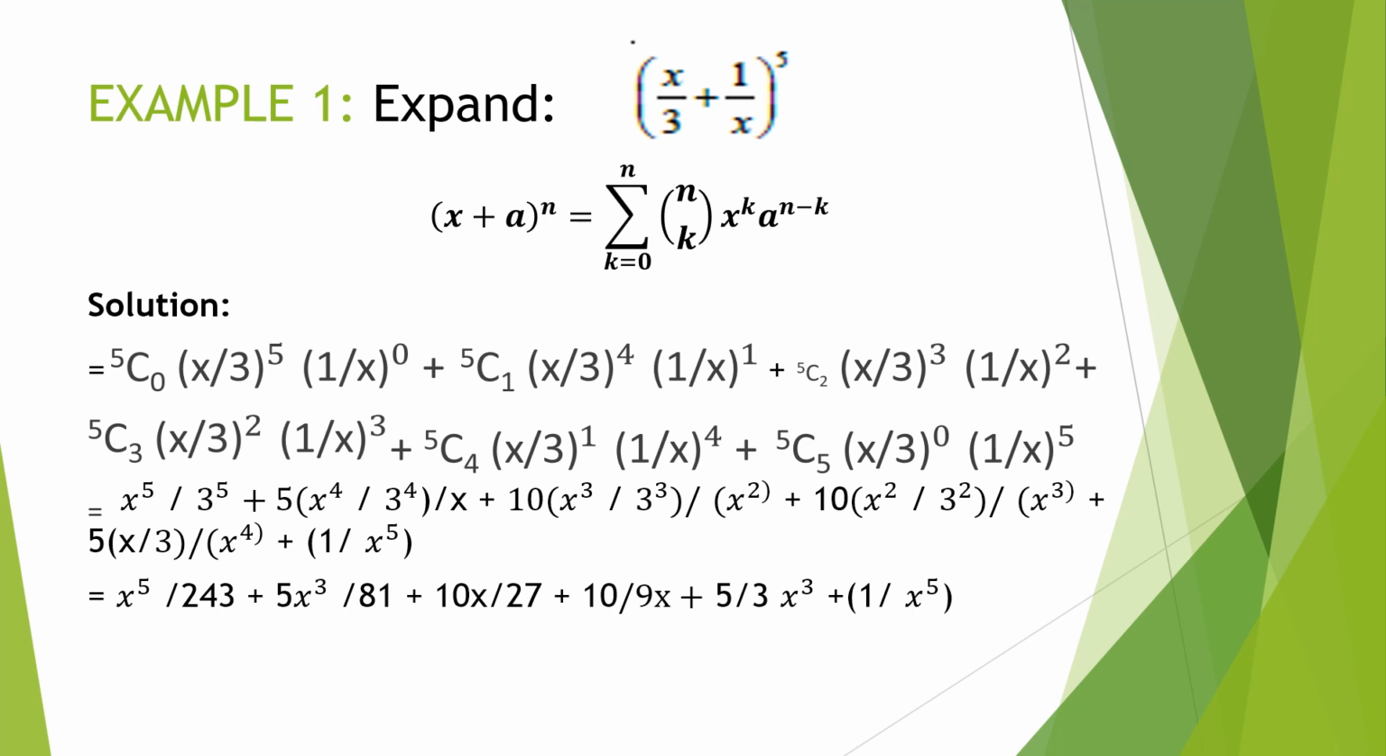Now you know how to simplify the combinations. We have just seen in the previous video, you know nCr is what? nCr is n factorial upon r factorial into n minus r factorial. So just expanding that and simplifying, what we get is x raised to 5 upon 243 plus 5x cube upon 81 plus 10x upon 27 plus 10 upon 9x plus 5 upon 3x cube plus 1 upon x raised to 5.